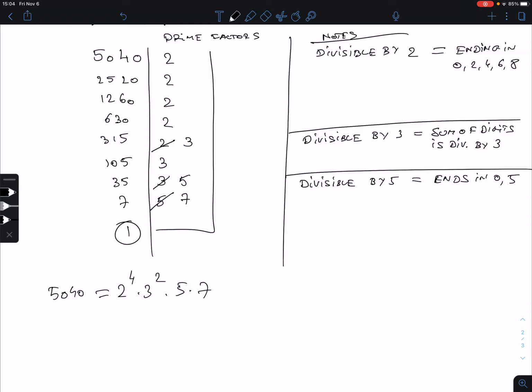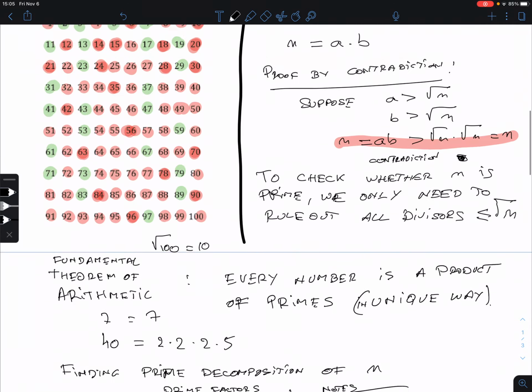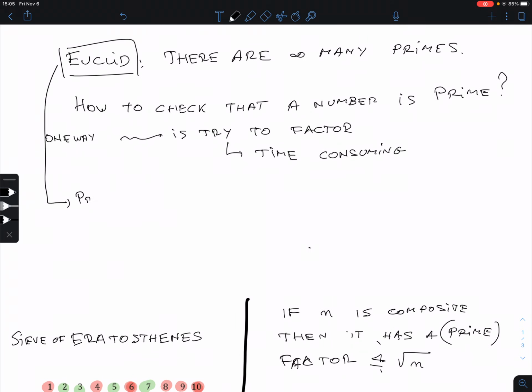Okay, that's the technique. I let you practice this, so I don't want to say too much more about it. Now the next thing, I want to go to Euclid's theorem here. There are infinitely many primes, and I want to give the proof that Euclid also did.